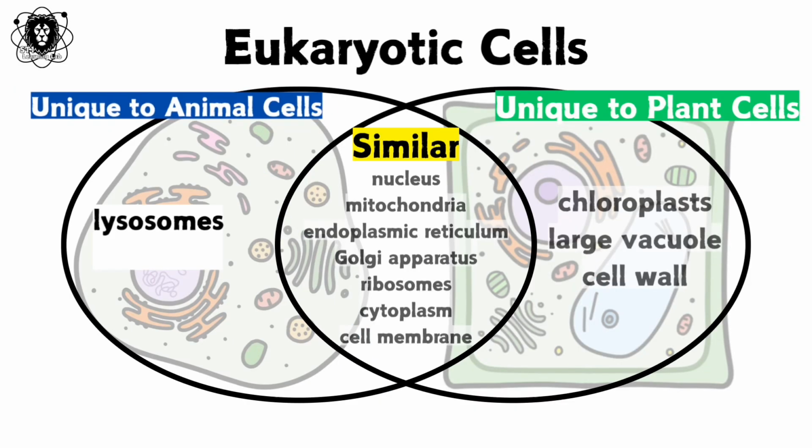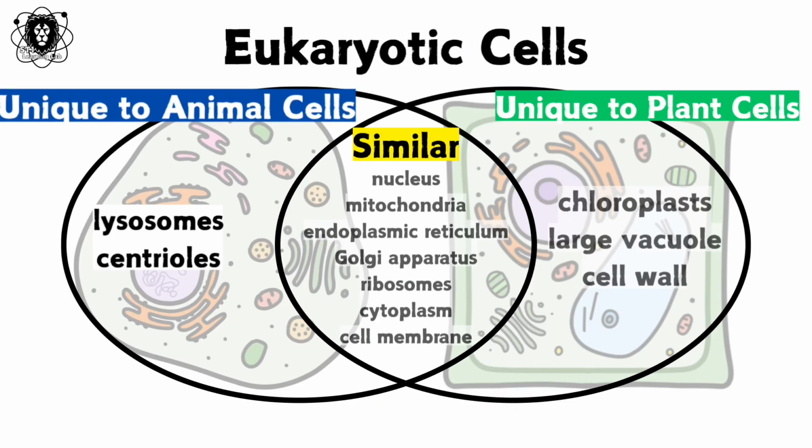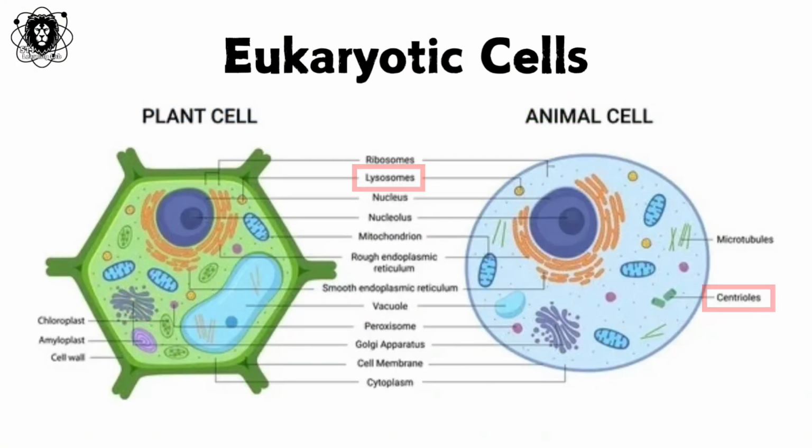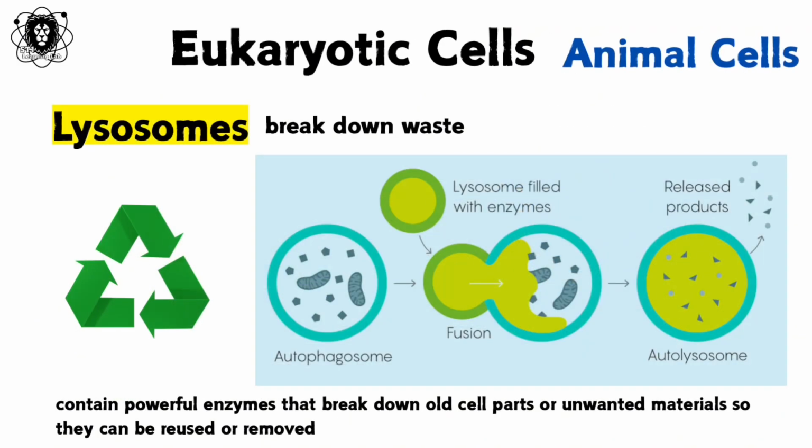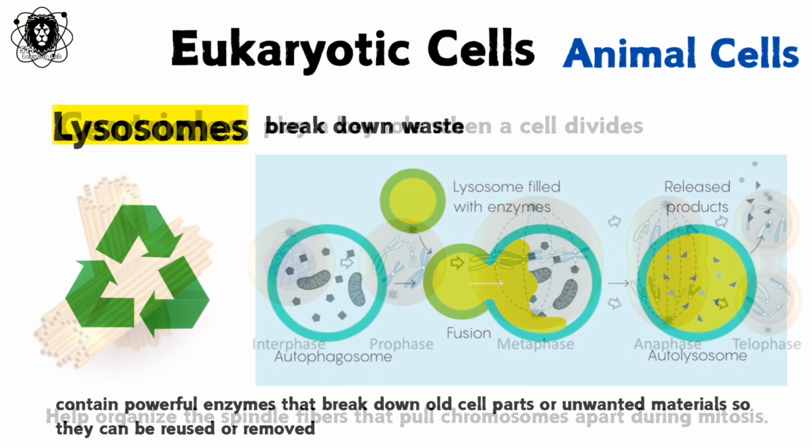Like plant cells, animal cells also have a few unique features. They contain lysosomes, which break down waste, and centrioles, which help organize cell division. Lysosomes are like the cell's recycling center. They contain powerful enzymes that break down old cell parts or unwanted materials so they can be reused or removed.